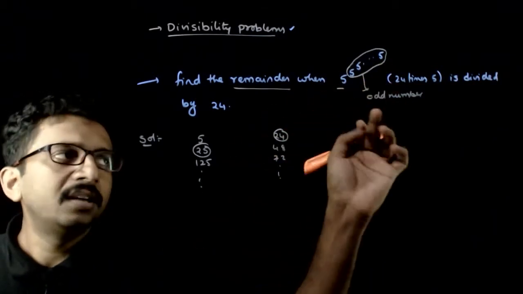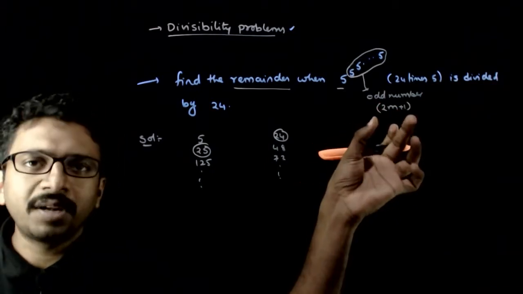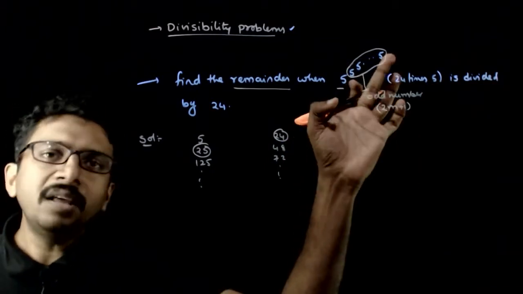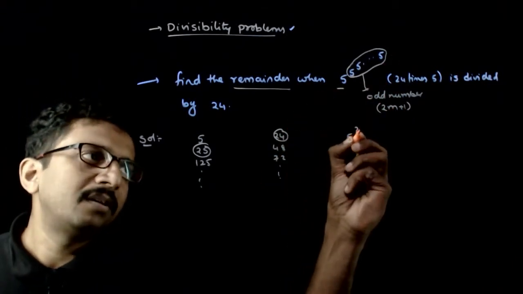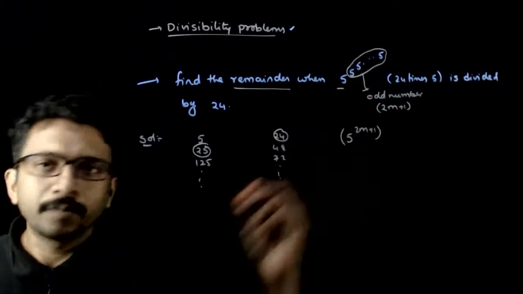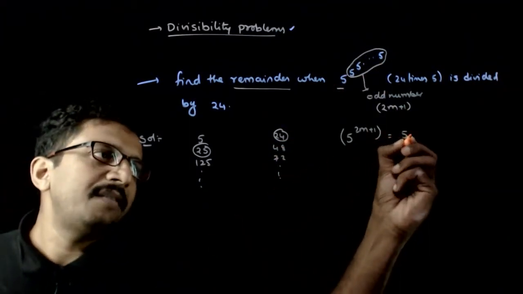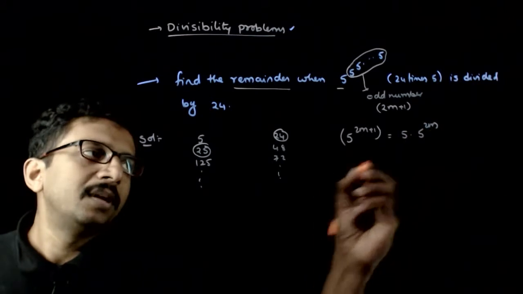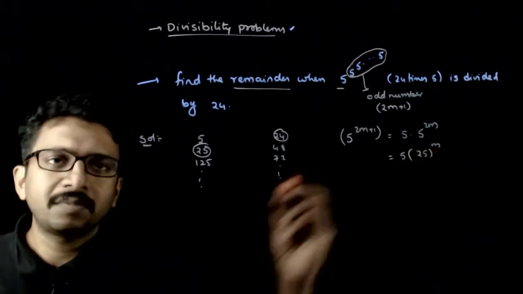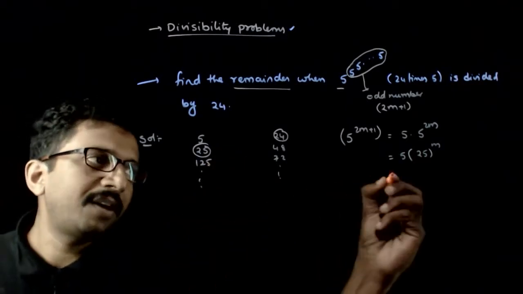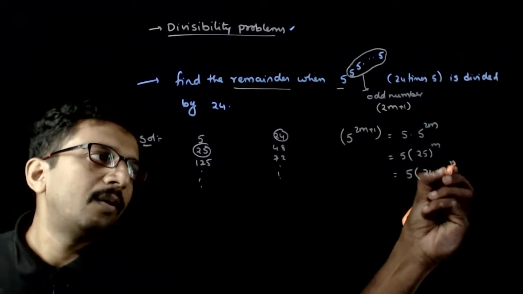5 power any number will always be an odd number, so you are raising 5 to an odd number. Let this be 2m plus 1. We know that every odd number can be written as 2m plus 1. So the given number is of the form 5 power 2m plus 1. This can be written as 5 times 5 power 2m, and this can be written as 5 times 25 power m. So I am trying to convert my number into 25. That is equal to 5 times 24 plus 1 whole power m.